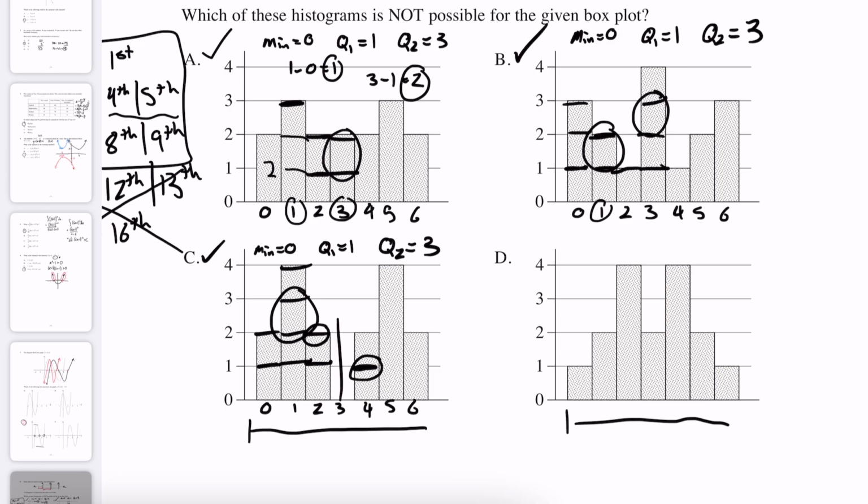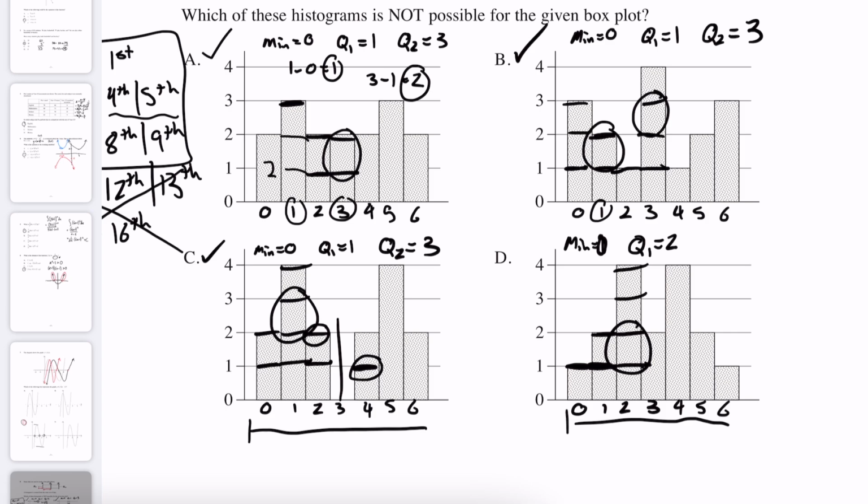By the process of elimination, that then means D is the odd one out, but let's do D for the sake of it. 0, 1, 2, 3, 4, 5, 6. Our minimum is the first score, so min equals 0. The Q1 is between our fourth and fifth score, so this is our second, third, fourth, fifth. 4 and 5 have a midpoint of 2, so Q1 is equal to 2.